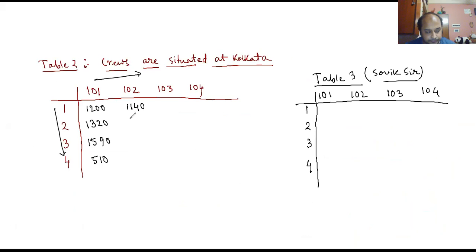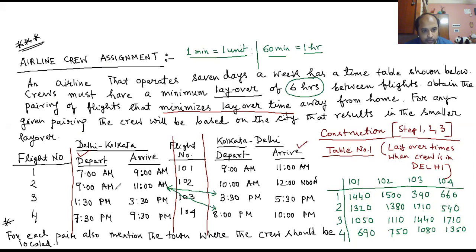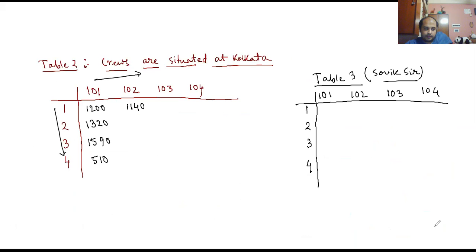Which one? This one? No. Sure. 102 to 2. 102 to 2 means 12 noon to 9 a.m. 12 noon to 9 a.m. It is a noon. This is noon. Sir, 1260.